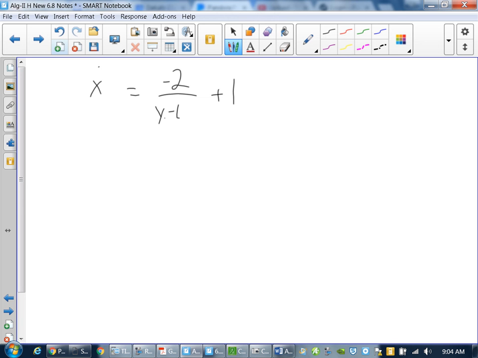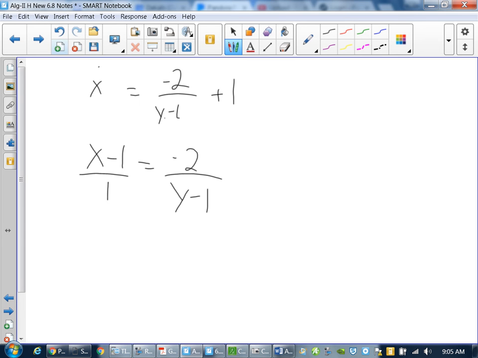So the first thing you'd have to do here is move the 1. How do you move a positive 1? Subtract it. So you have x minus 1 is negative 2 over y minus 1. Now, this is fraction equal fraction. You okay with that?